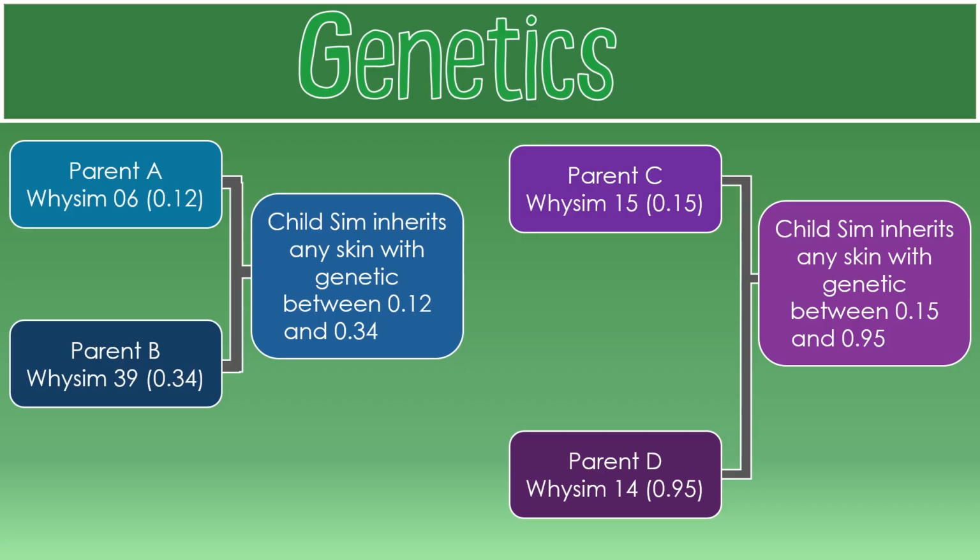Another example, one parent has YSIM 15, which is really pale. It has a genetic value of 0.15. And the other parent is really dark, YSIM 14, which has a genetic value of 0.95. So that child can inherit anything within this range between 0.15 and 0.95.